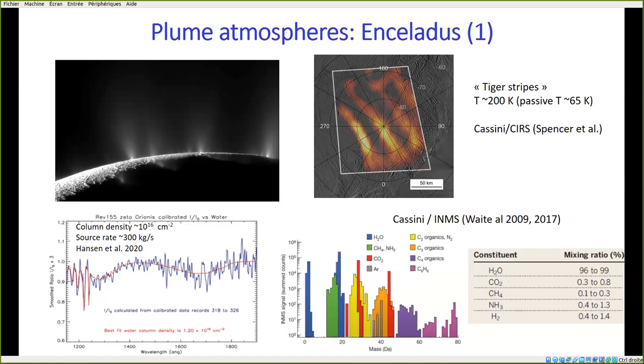These fractures are the place of internal activity due to tidal interaction, and in this place the surface temperature appears to be dramatically enhanced. These plumes eject about 300 kilograms per second of gases and micron-sized icy grains. They form a predominantly water plume atmosphere, with a column density that has been measured by Cassini's UV instrument to be about 10 to the 16 molecules per square centimeter.